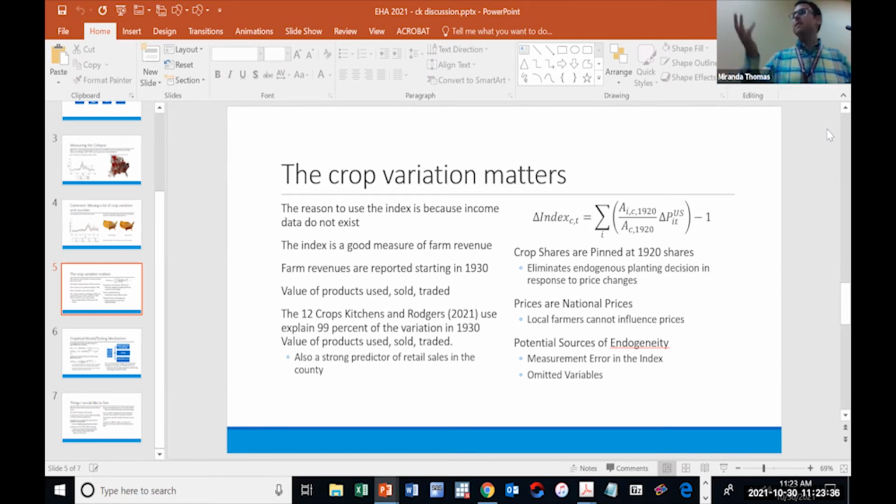Okay, so there's this index, and we've got national prices that hopefully resolve some of the endogenous local pricing. So this asks the question of, what's the potential endogeneity that's left? One issue could be that you're worried about farmers endogenously responding to prices and changing their planting, but that's fixed by using these 1920 crop shares. So you're limiting that. So that to me leaves omitted variables bias or measurement error as the things you're worried about.